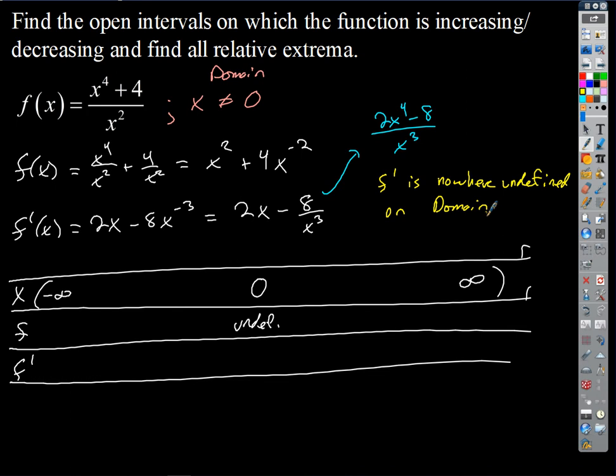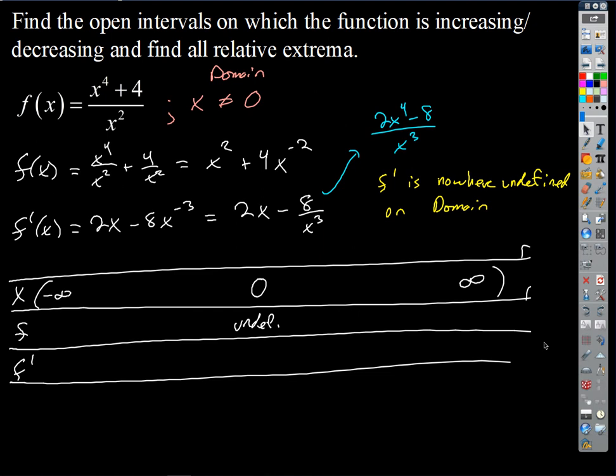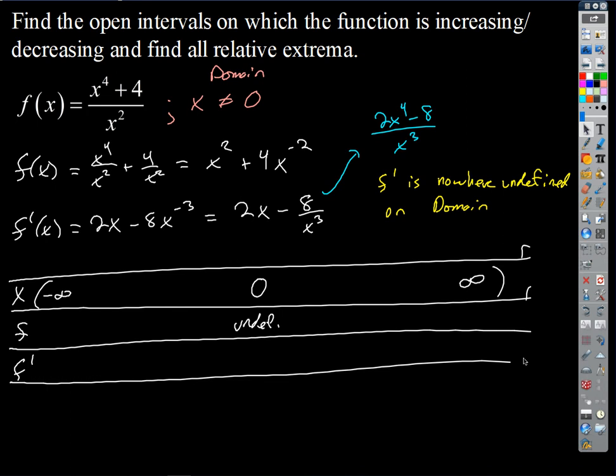Okay, where does it equal 0? I need a little more room for that. I'm going to have to write small. So f prime equals 0 when this equals 0, right? Isn't that the same thing as saying if I set that equal to 0, I could just add that term to the other side? So I would get the equation 2x equals 8 over x cubed.